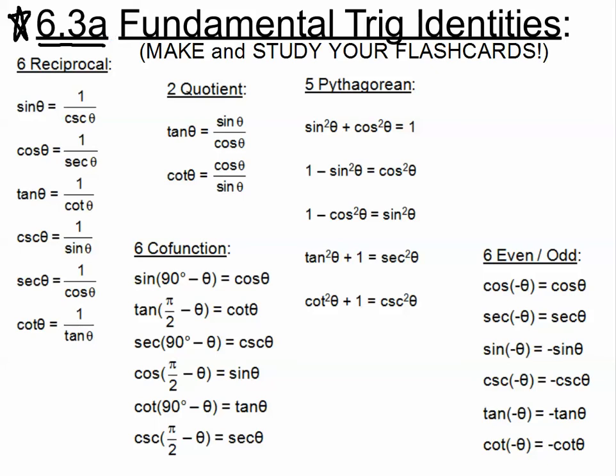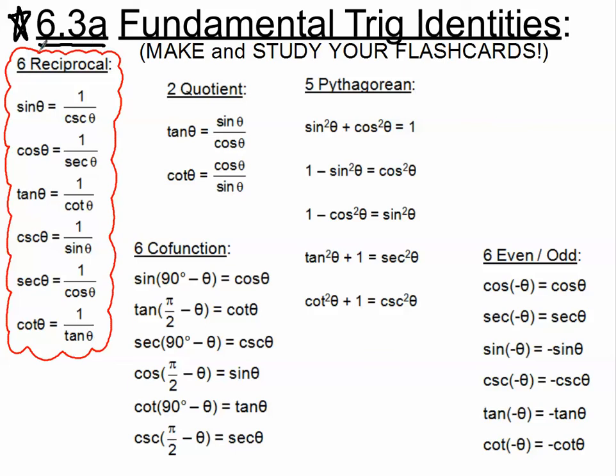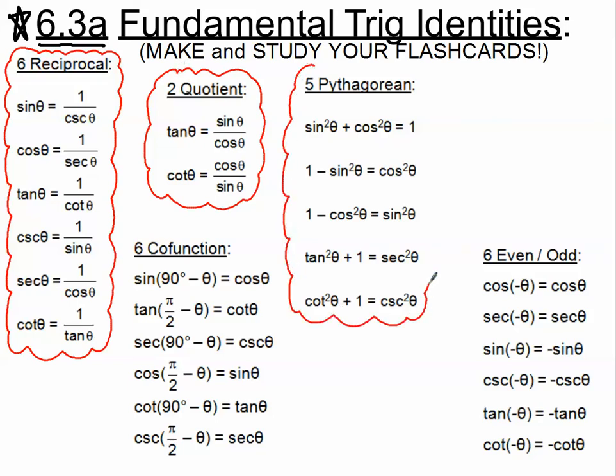The first thing I'd like to talk about are our 25 trigonometric identities. We've already looked at 13 of them. We've already done the 6 reciprocal identities. In fact, you've already made flashcards and you should already have been studying those flashcards. We've looked at the 2 quotient identities. Those are just other names for our tangent and cotangent. And we've looked at the 5 Pythagorean identities. Remember, each one of these is quantities squared, like in the Pythagorean theorem.